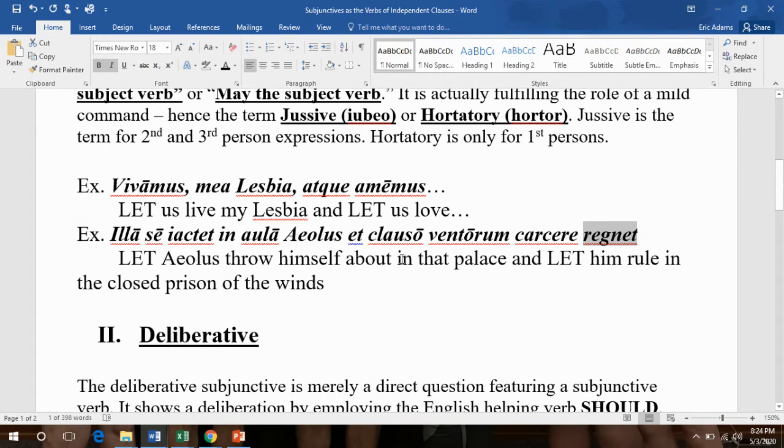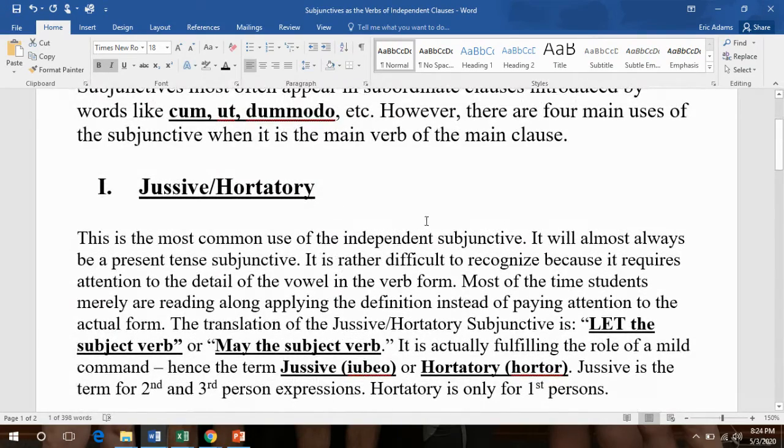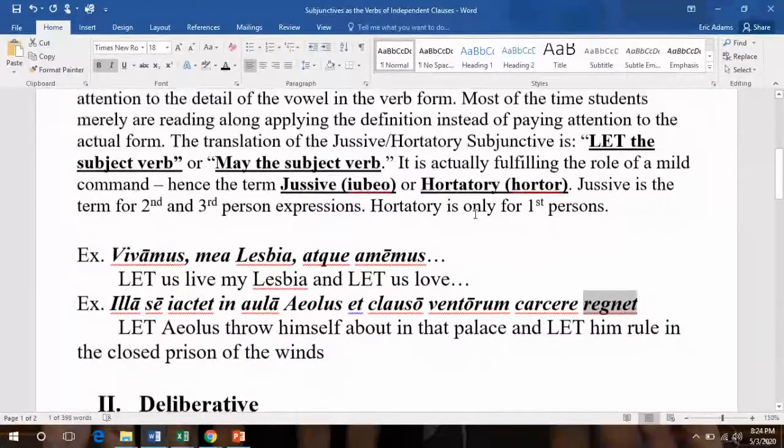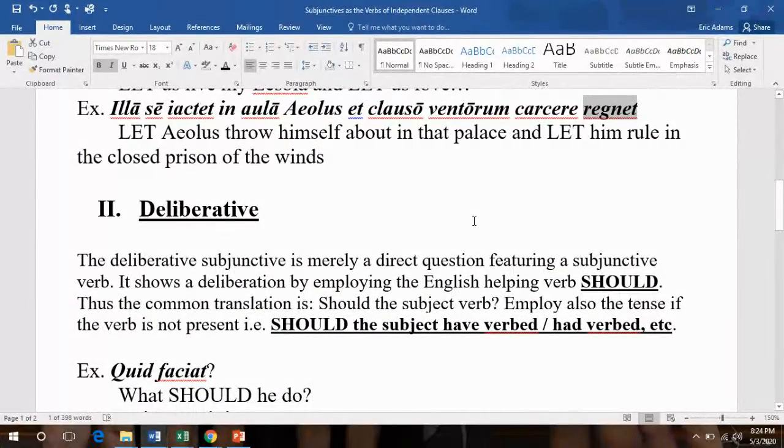Clauso carcere, in the enclosed, perfect passive participle, having been enclosed, prison, venthorum, of the winds. And so here we see again what we call the jussive or hortatory, which is by far the most common. All right, let's move on to the second use.